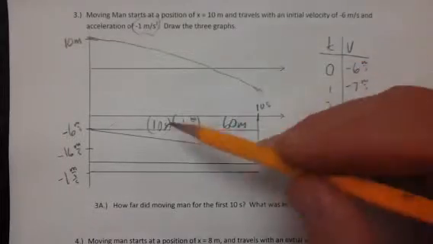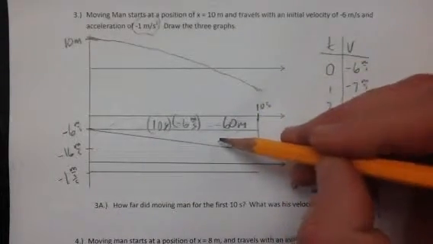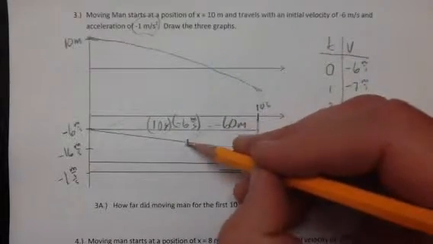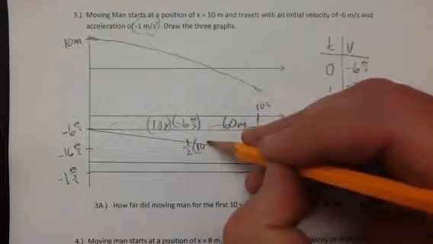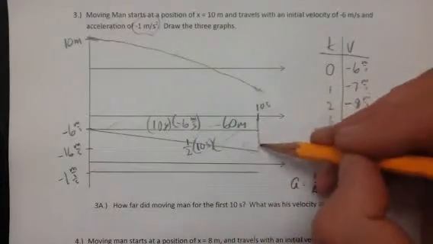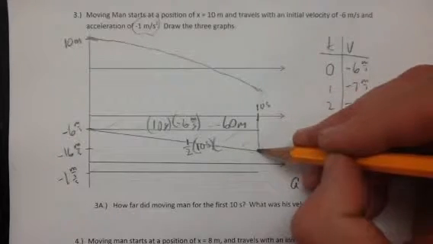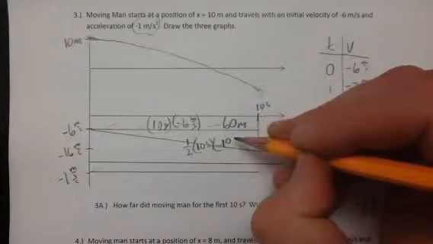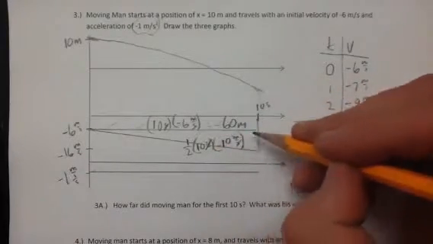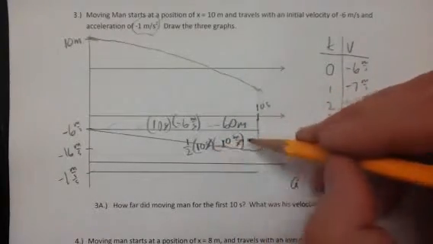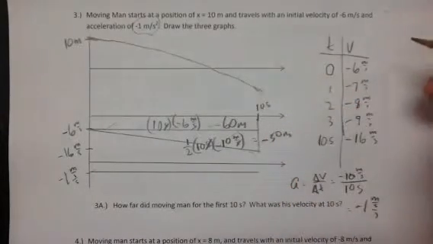We also have the triangle right here. This is 1/2 the base times the height. So the area of this triangle is 1/2 the base; the base we'll call 10 seconds. And the height right here, from -6 to -16, is -10 meters per second. Seconds cancel out, and we can see that the area of the triangle is -50 meters.